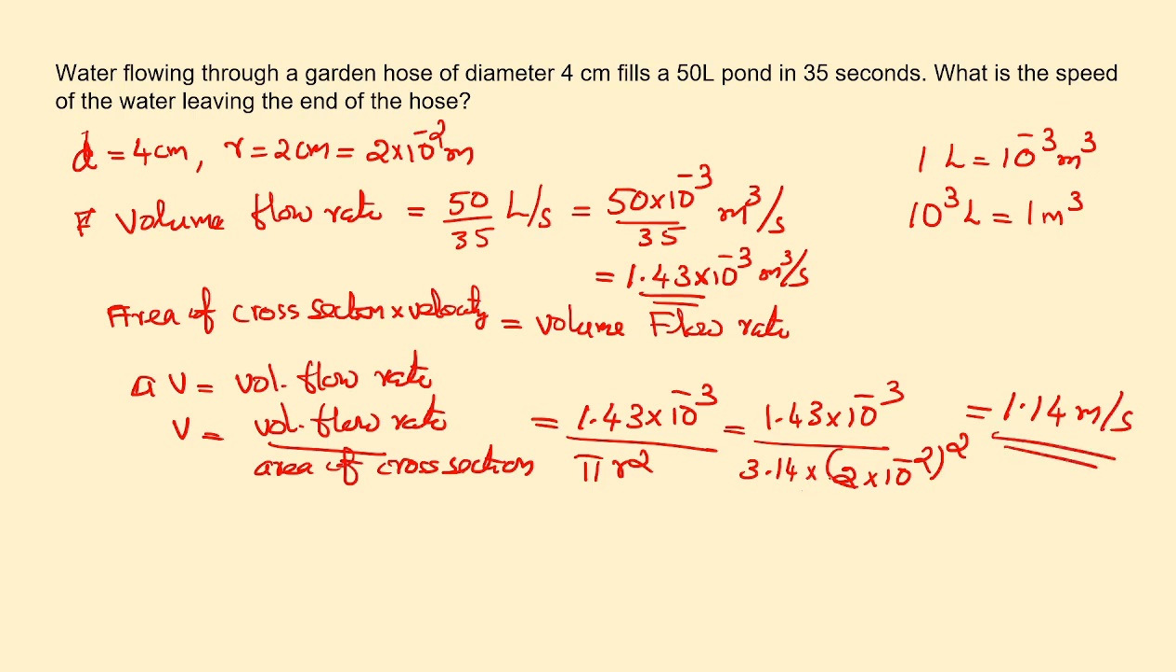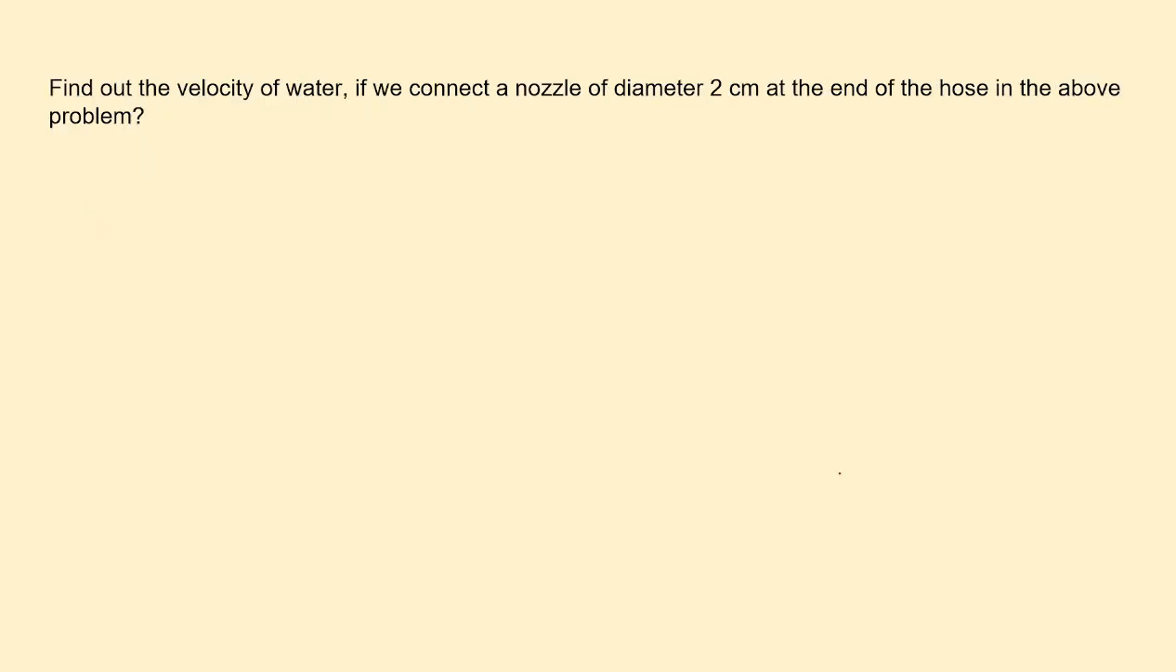Now, another one. Find out the velocity of the water if we connect a nozzle of diameter 2 centimeter at the end of the hose in the above problem. If we fit a nozzle at one end of the hose, the diameter of the nozzle is 2 centimeter. Then what will the velocity be?